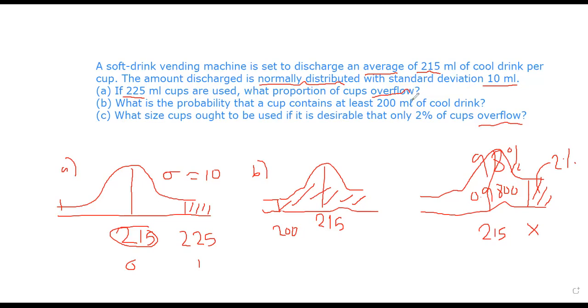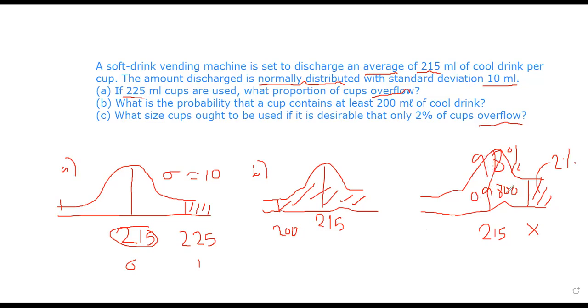So for this one, the last part, what size of cups ought to be used? If it's desirable that only 2% of cups overflow, you cut off the 2% on the right side because it's overflowing. If it's underflowing, if there's such a way to cut from the left side, your Z should have been negative because all Z's on the left side of the mean are negative. Here we're cutting 2%, we remain with 98%.